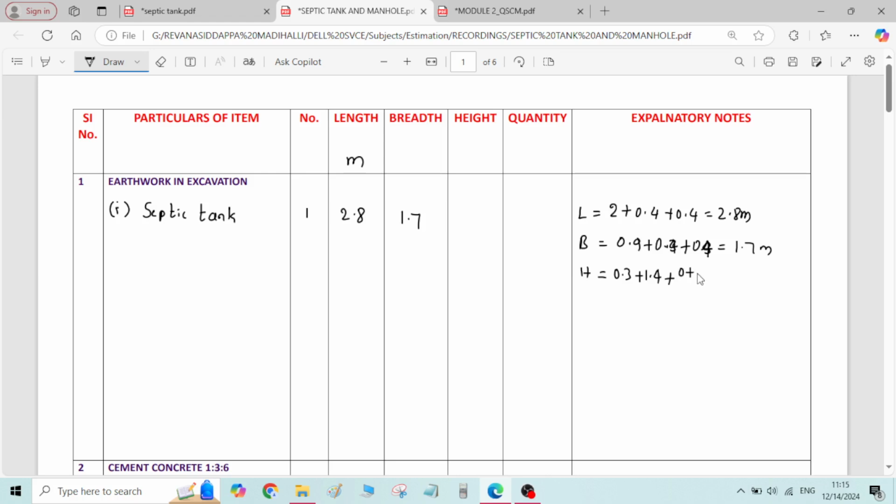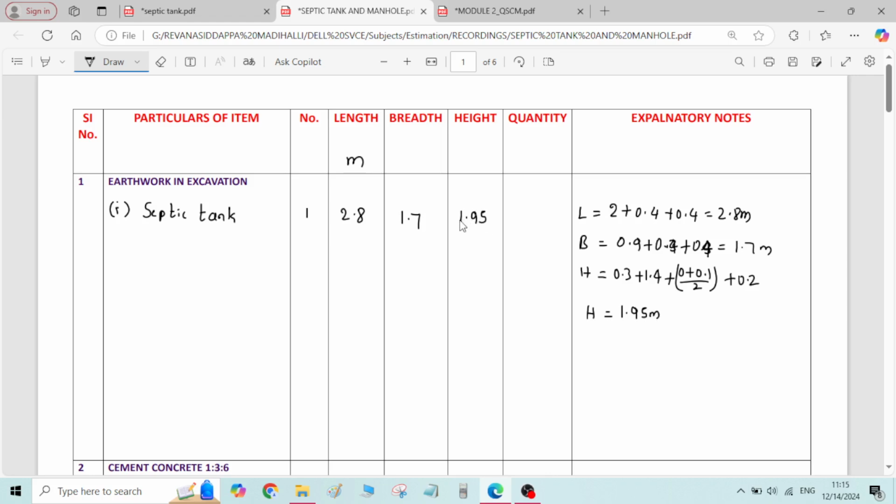That is average of 0 plus 0.1 divided by 2. On one side it is 0, on the other side it is 0.1. If you do the average, you will get 0.05, plus 0.2 means thickness of the concrete floor, CC floor. Therefore, height is equal to 1.95 meter. If you calculate that, you will get 1.95 meter.